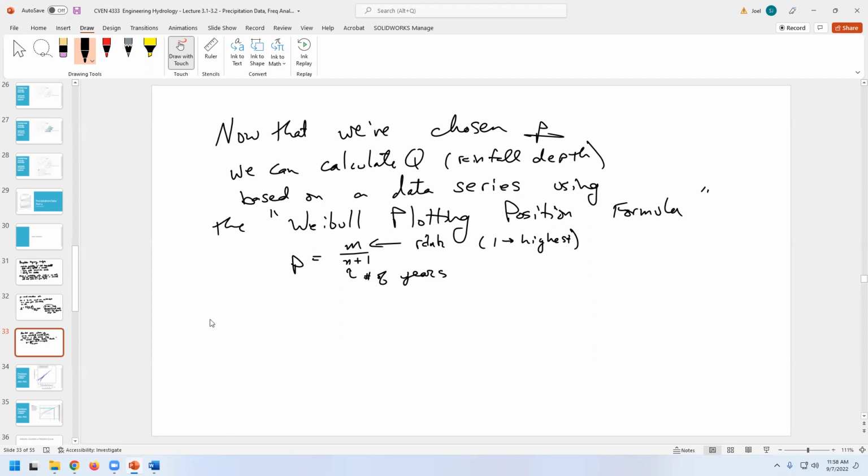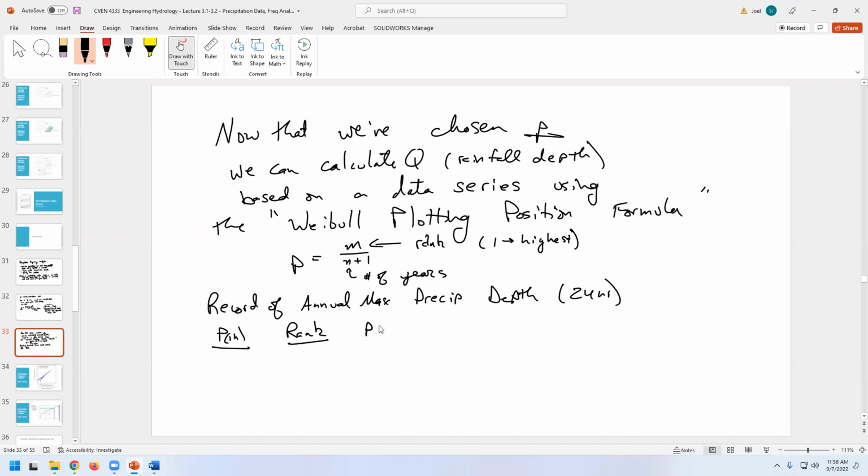So how does this work? Say we have a record of annual max precip depth over a 24-hour period. And that could look like this. We have P in inches. We have rank, which you can do in Excel. We can use the Weibull plotting position formula, M over N plus 1. And then we can also just calculate T, which would be 1 over P, and that would have units of years if this is an annual series.